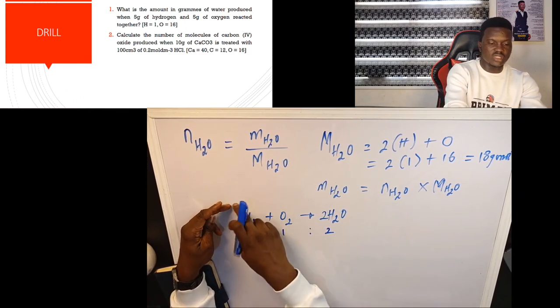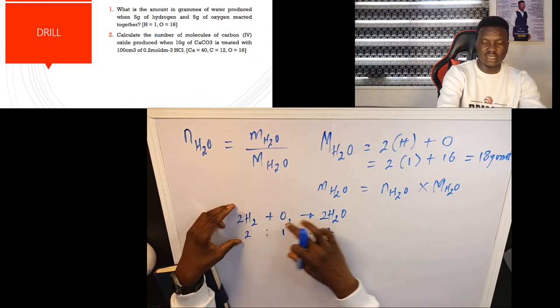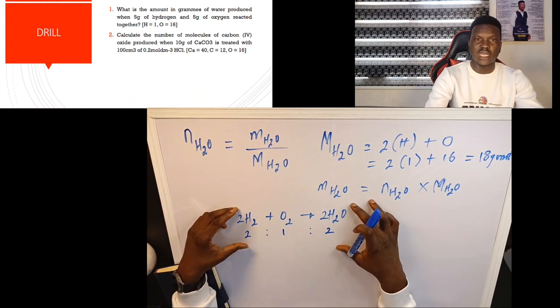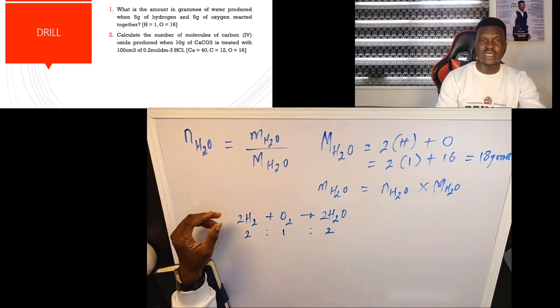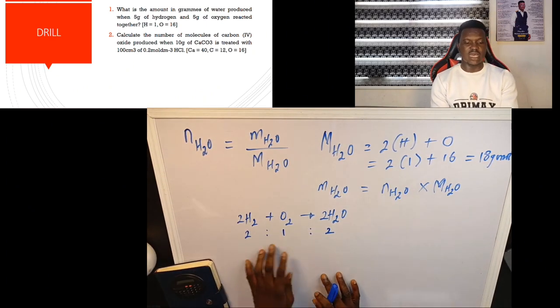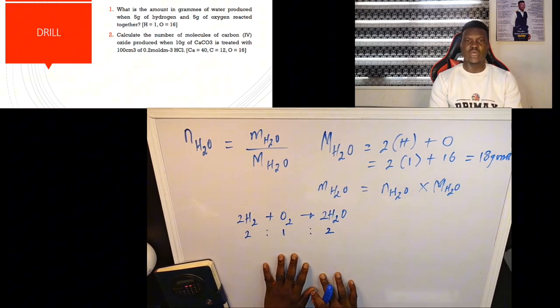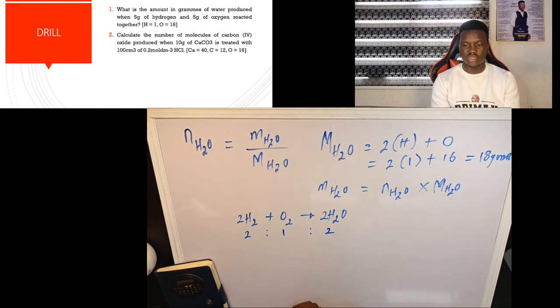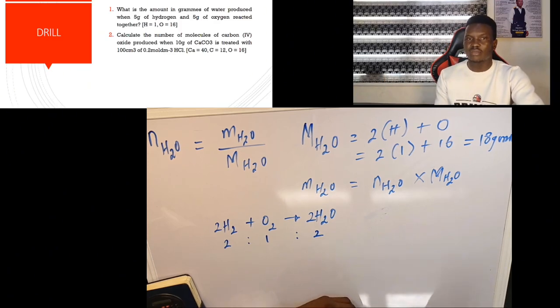If I decide to use the entire thing for the one in excess, then I will have a problem with the one that is limited. So let's look at it. I said before you compare their moles, you have to convert whatever you are supplied to moles. You are supplied the mass of hydrogen and the mass of oxygen.